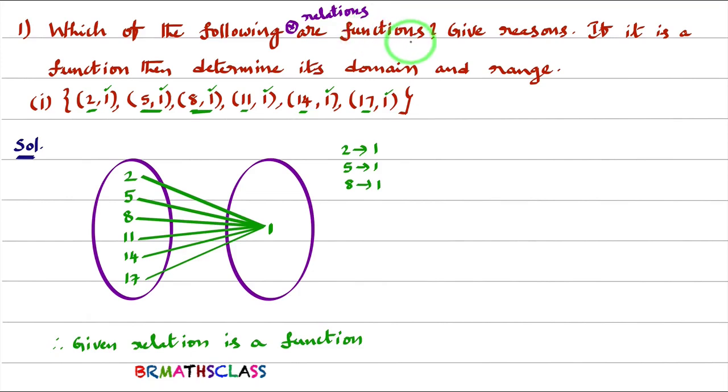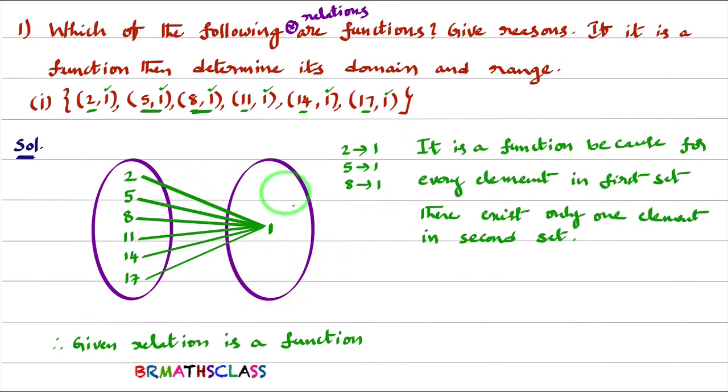Once we identified it is a function, they are asking to give the reason. Because of what reason you are saying it is a function. You write that. The reason is, you see I have written here, it is a function because for every element in first set, there exists only one element in second set. Because of this reason, we are saying it is a function. And you see in this question, if it is a function, then determine its domain and range. They are asking to write its domain and range.